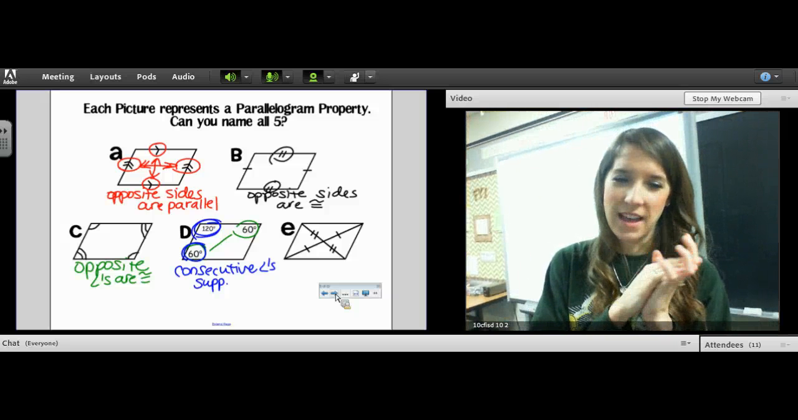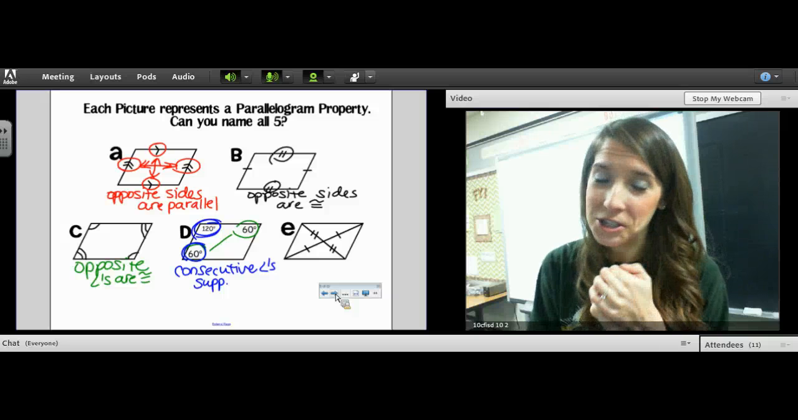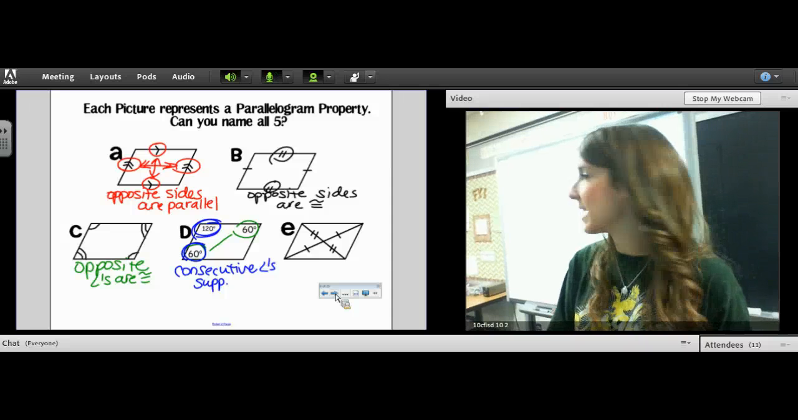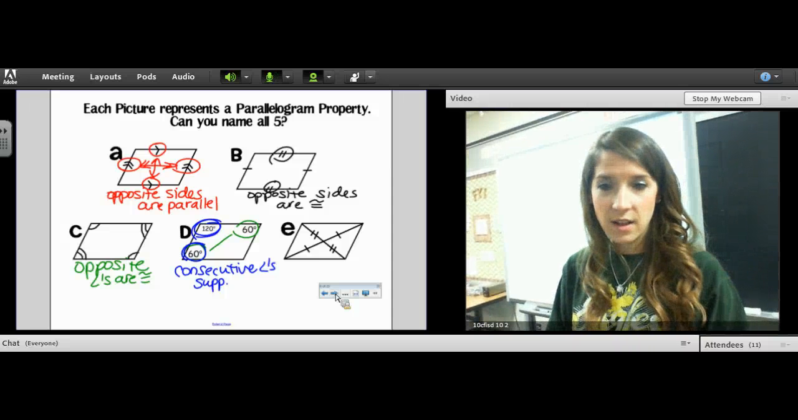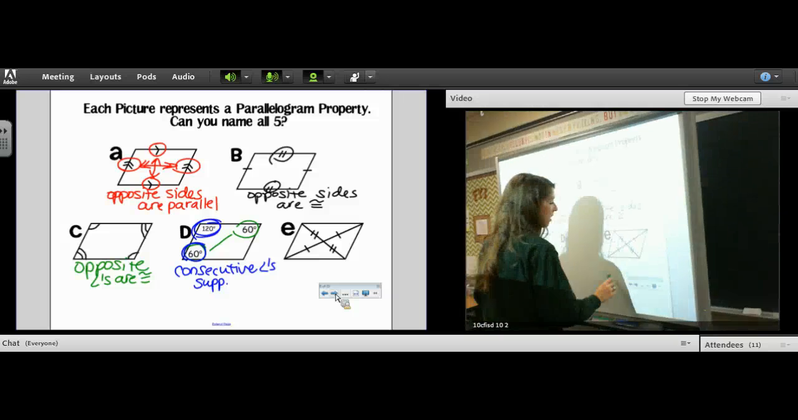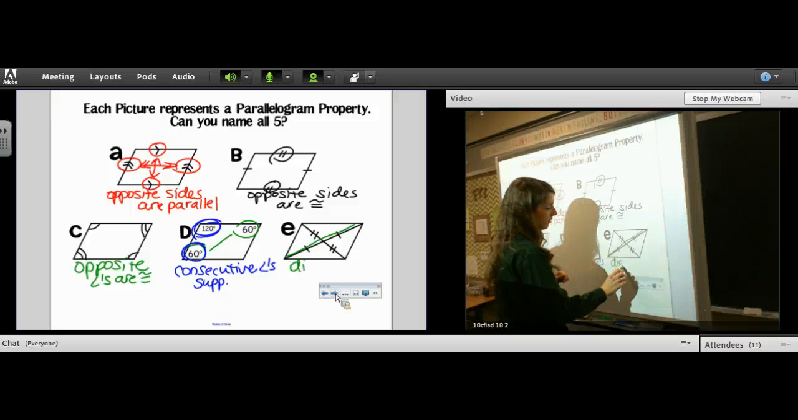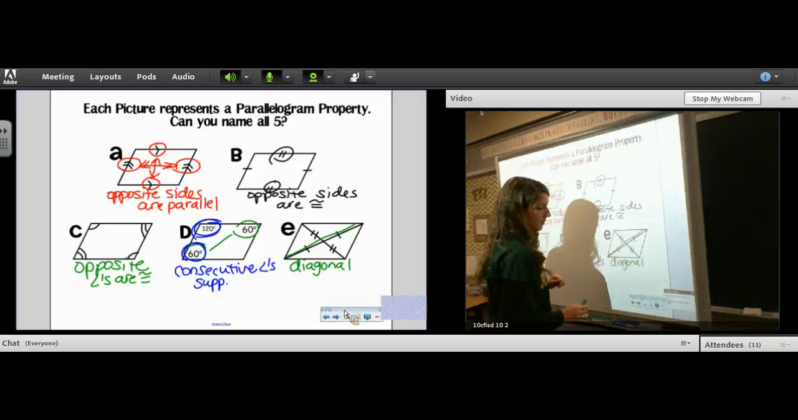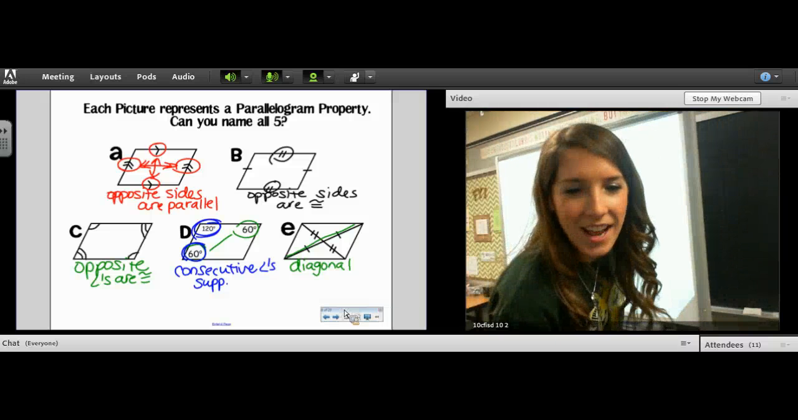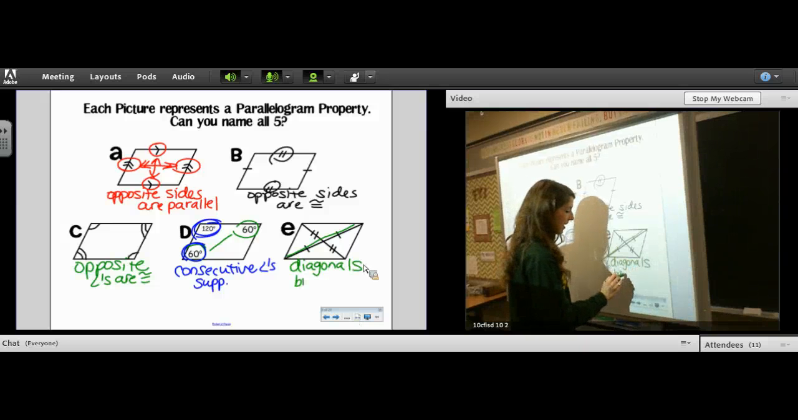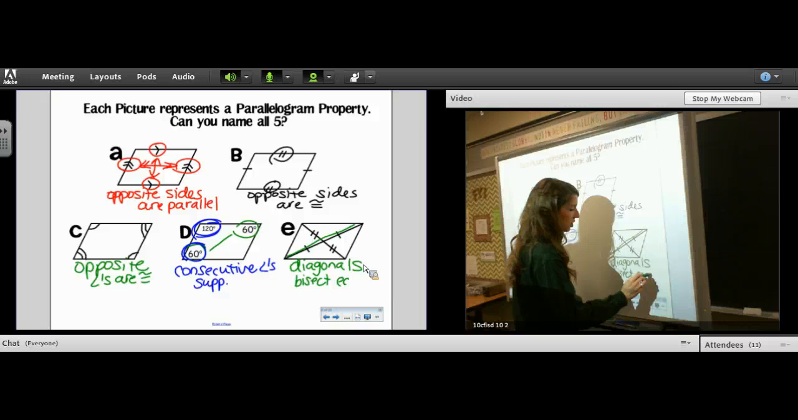That's what I was going for with that, although I know that there were other conclusions you could draw from that picture. And finally, E. Can anyone get E? I'll give you a hint. This is called a diagonal. You need to use the word diagonal in your answer. Yay! Good job, Minjung. Diagonals bisect each other. Very good.